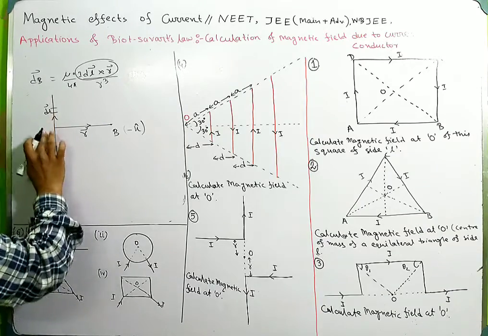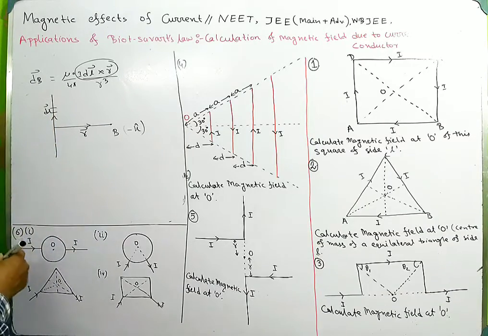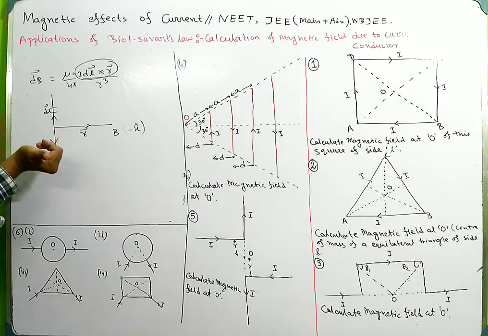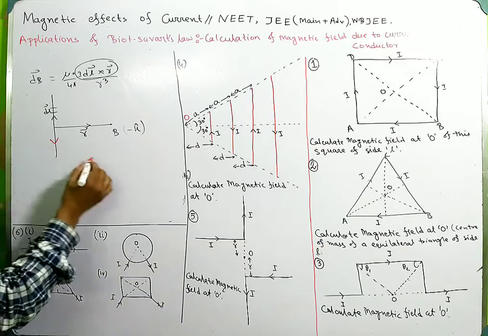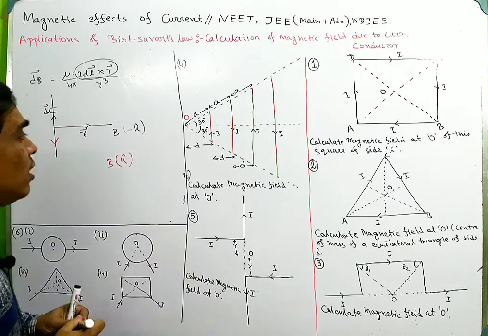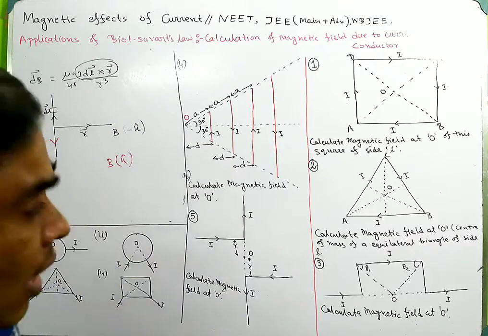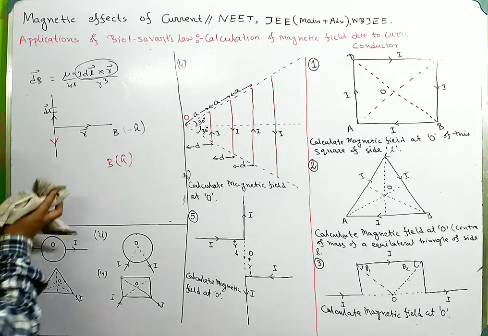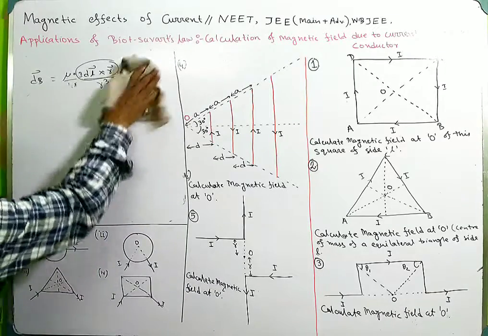If the current is flowing in this direction, then the magnetic field will be along this direction. So in this case the magnetic field will be k cap. In this way you can easily calculate the direction of the magnetic field.